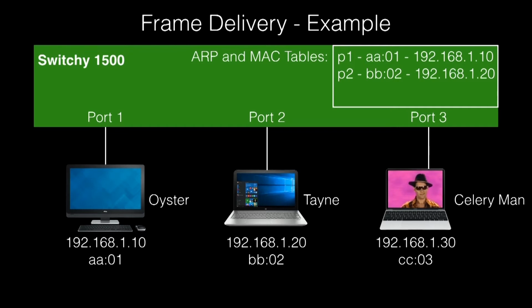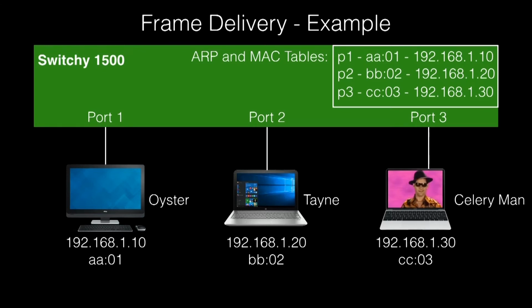So he only knows Oyster's IP address. He does not know his MAC address. He's never been here before. So what he's going to do is send an ARP request out saying, hey, who has this IP? So he's sending an ARP. The ARP is going to go up to the switch here. The switch is going to say, hey, this is a broadcast. So we're sending this to every device on this broadcast domain.